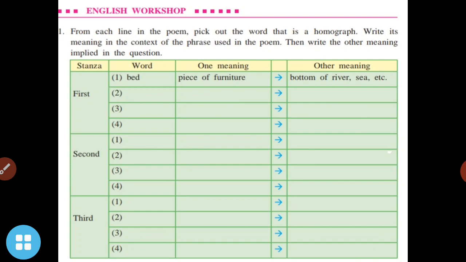Okay, the bed means a piece of furniture. In the poem the bottom of the river, sea and so on, the meanings are in the other sentence and the other examples which the writer has given, including using the bed word. Like that we have to find out in the first line, second line and third line. We have to write down and search for the homographs and write another meaning out of this. In this also I have made a chart of this.